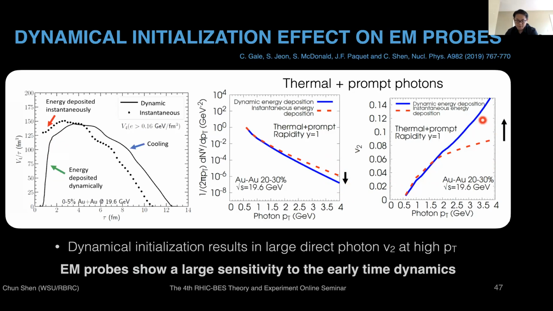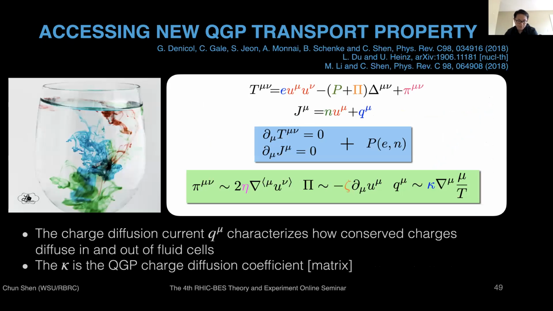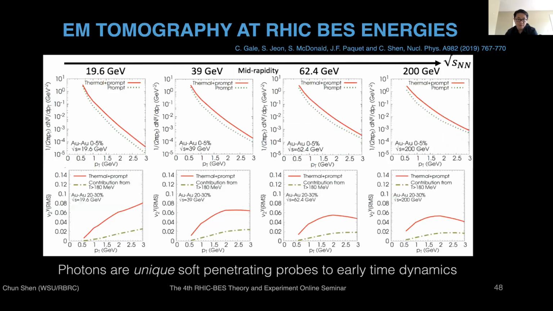More importantly, you can see that the signal for v2 in the direct photon is actually much more sensitive to this early stage dynamics. So this means that the electromagnetic probes, like photons and dileptons, are actually sensitive to the early stage of heavy ion collisions at lower energy, and they can provide us an independent handle on how to constrain them in these model calculations.